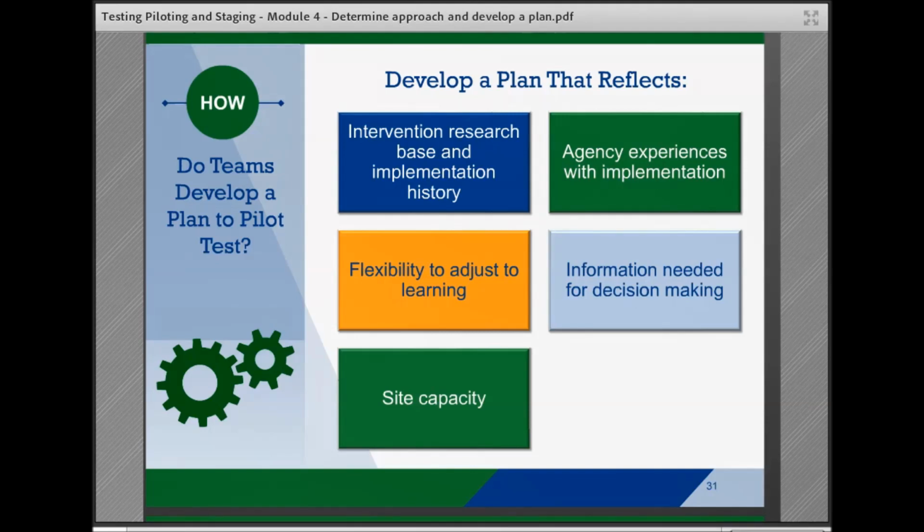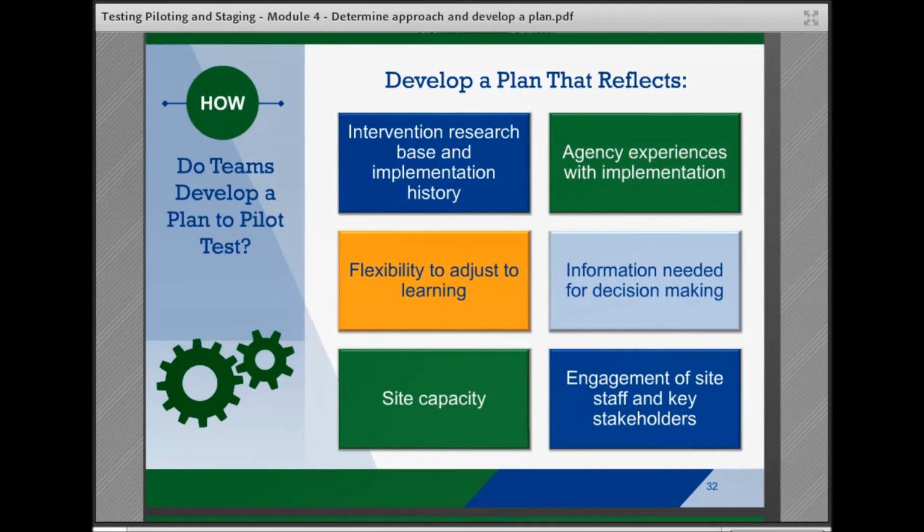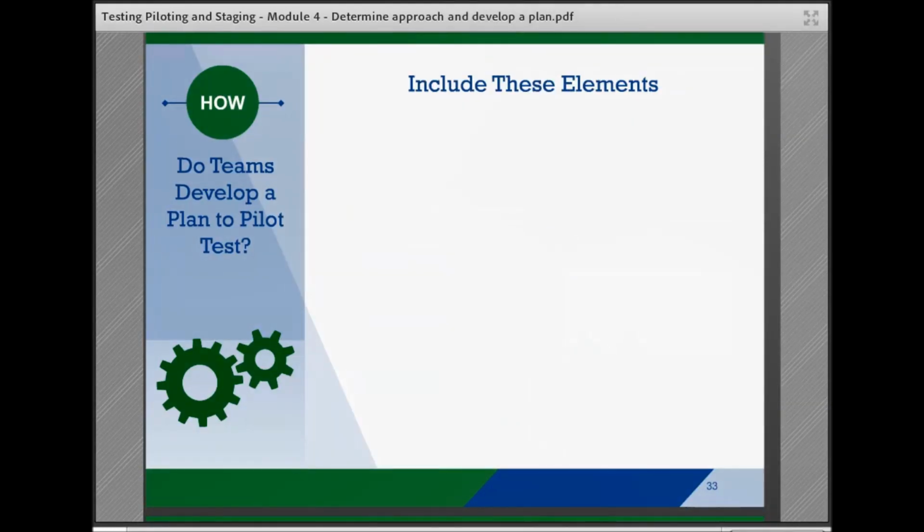As noted earlier, the piloted intervention should be doable and manageable, and selected pilot sites should have sufficient capacity to implement the intervention, or capacity should be developed as part of the pilot process. And plans should reflect engagement of the site staff and key stakeholders, and anticipation of potential roadblocks. In the pilot plan, teams should answer the questions: what is being tested, why, where, how, and when.